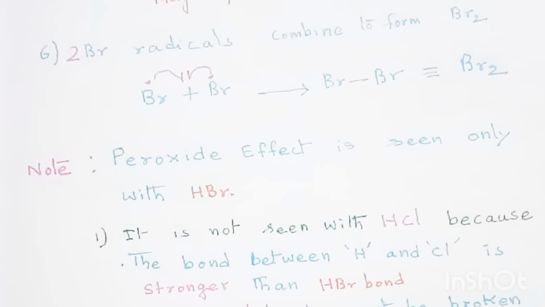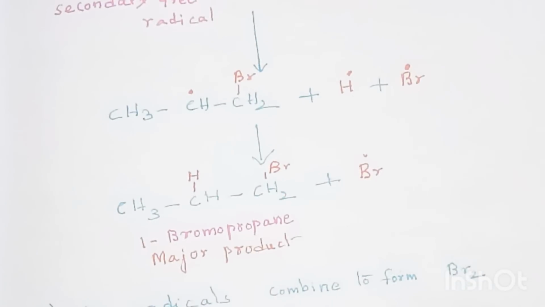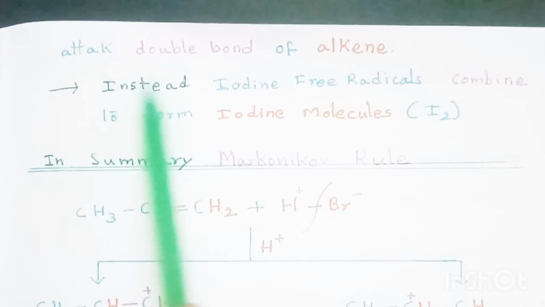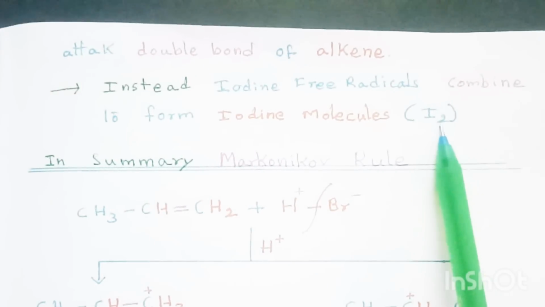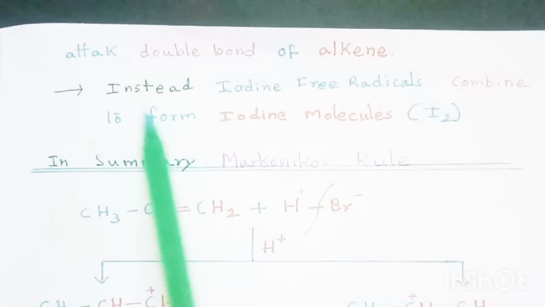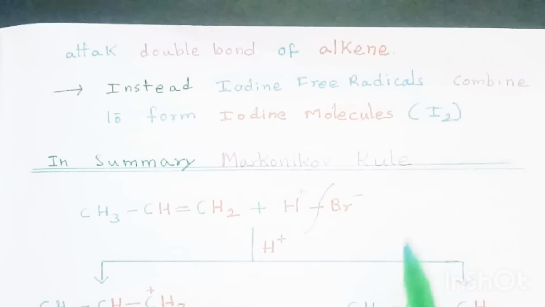It is not seen with HI also. Though the HI bond is weaker than HBr, the anti-Markovnikov product is not formed because, although the HI bond is cleaved by free radicals, the iodine free radicals formed do not attack the double bond of the alkene. Instead, the iodine free radicals combine to form an iodine molecule. So this is how HI does not give the anti-Markovnikov product.